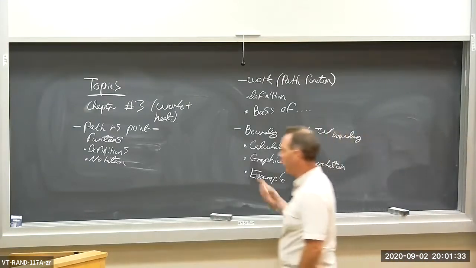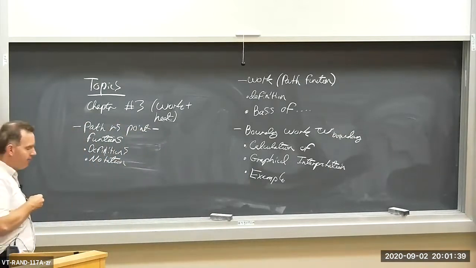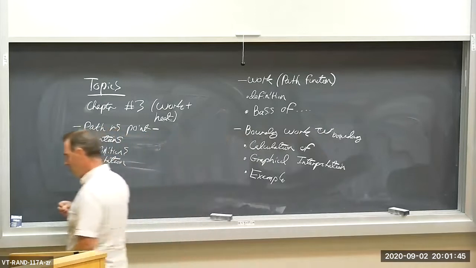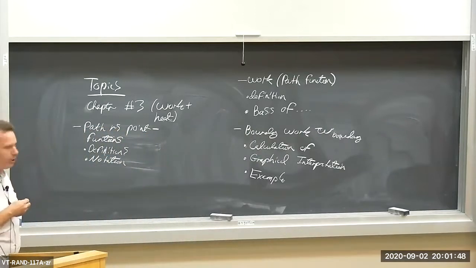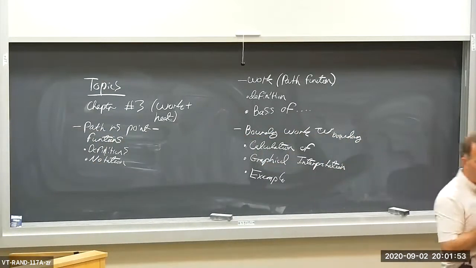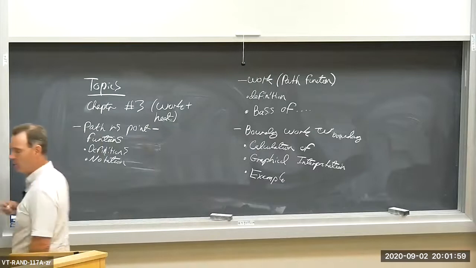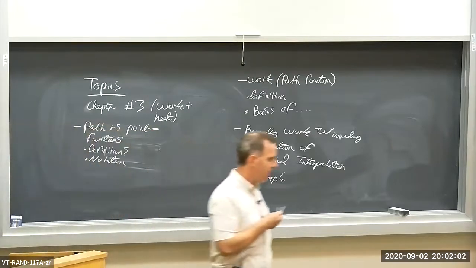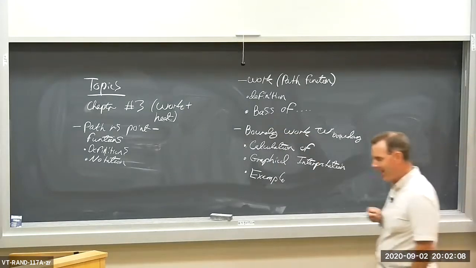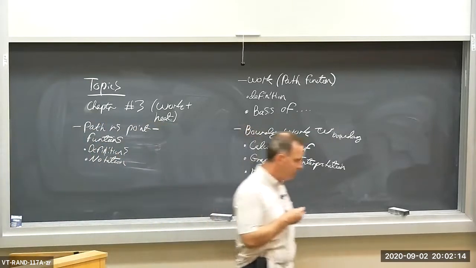Okay? So we're going to start off that discussion by looking at path versus point functions. We'll talk a little bit about how they're defined and how the notation is done. Very simply, a point function is a characteristic or a property of a system that depends on the state of the system. You can think of pressure, temperature, volume, enthalpy, energy, internal energy. These are all point functions because they depend on the state of the system.